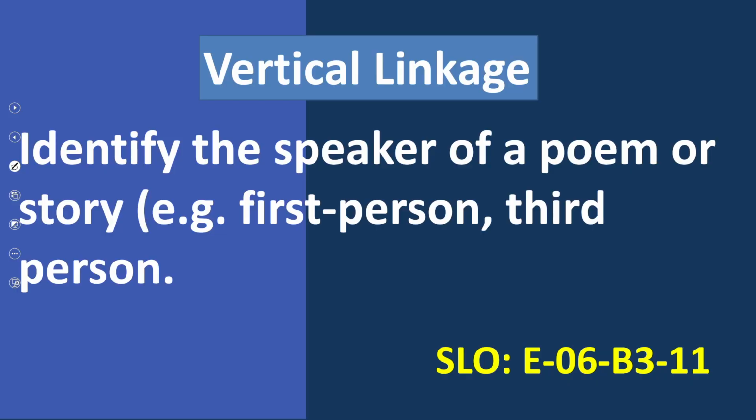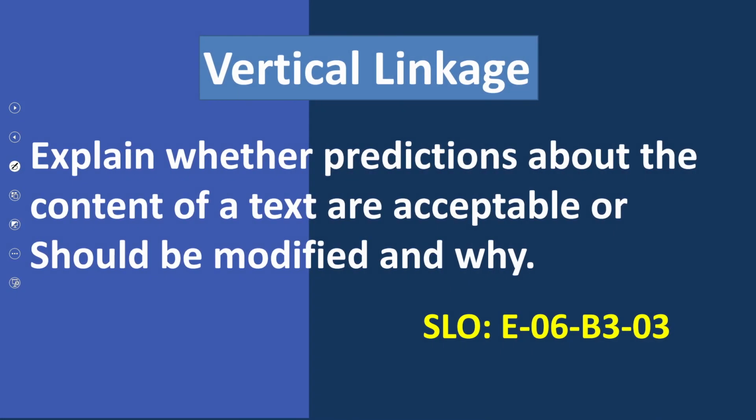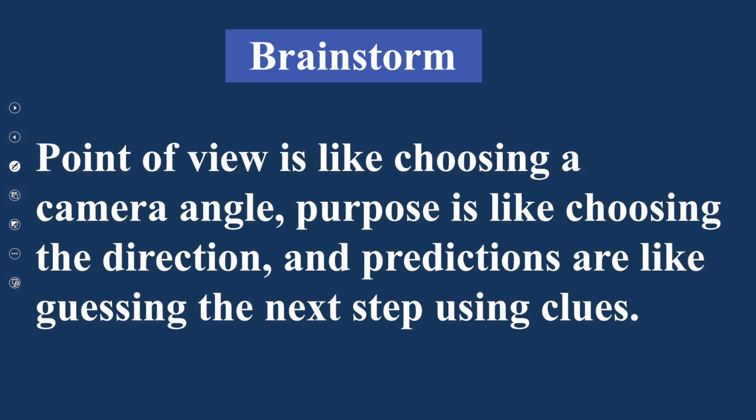Now it is the vertical linkage. Identify the speaker of a poem or story. Here in this SLO, we are just talking about the speaker of the poem, right? First person, third person. Now, the next SLO's vertical linkage is: explain whether predictions about the content of a text are acceptable or should be modified and why. These are the vertical linkages.